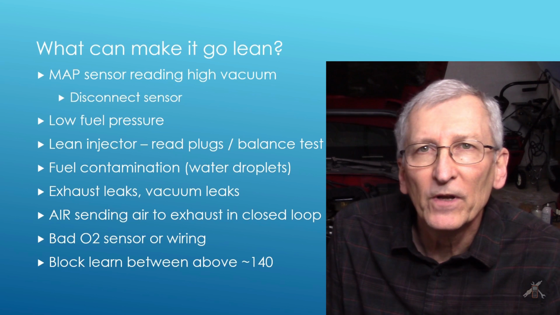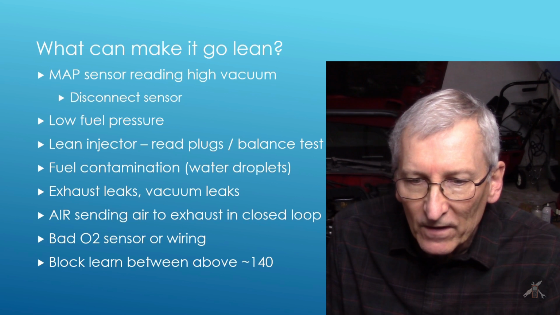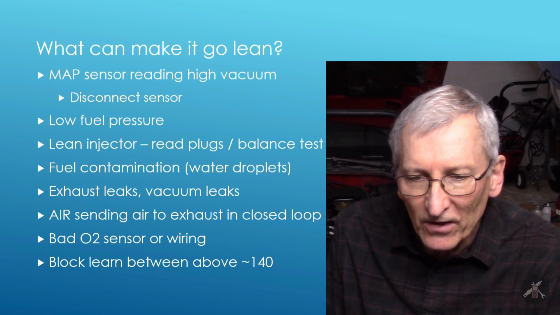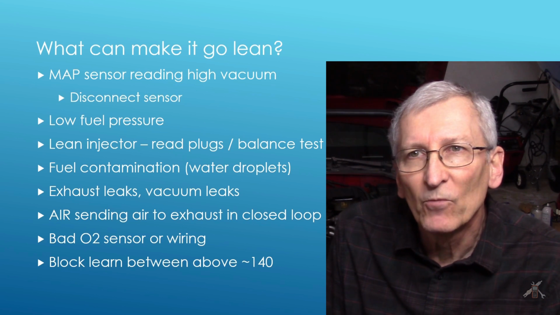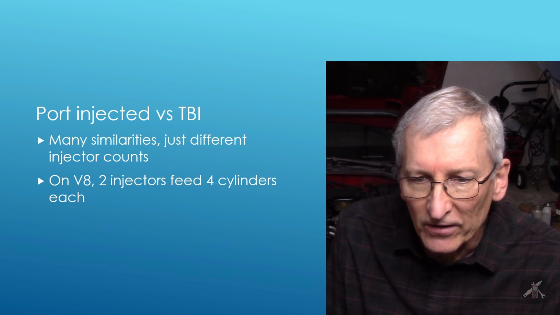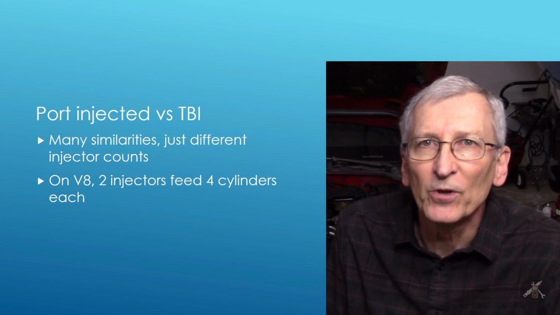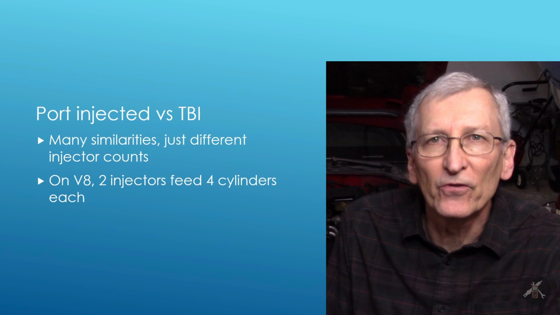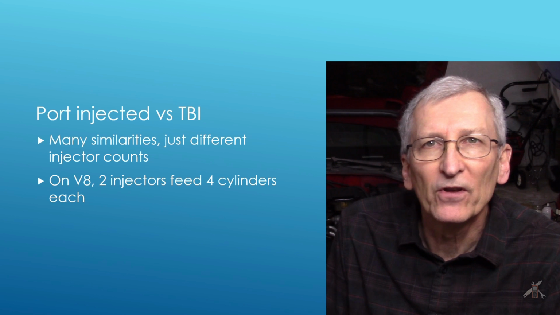Is your air system, the AIR air pump, sending air to the exhaust when you're in closed loop when it shouldn't be? Is your O2 sensor wiring okay or bad? Another clue is your block learn above 140, which would say, hey, I'm running lean and I'm trying to put fuel in it. I already talked about throttle body versus port injected. Just recognize they're very similar, but you have different injector counts. Overall, it's: do you inject the fuel at the ports or do you inject it upstream? And how is it mapped to your cylinders?